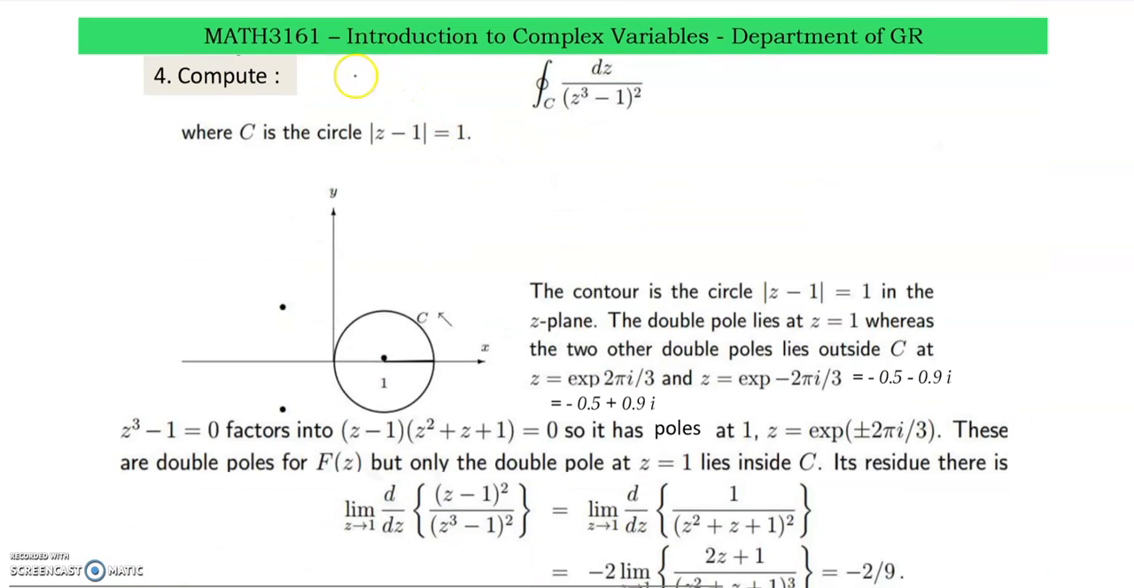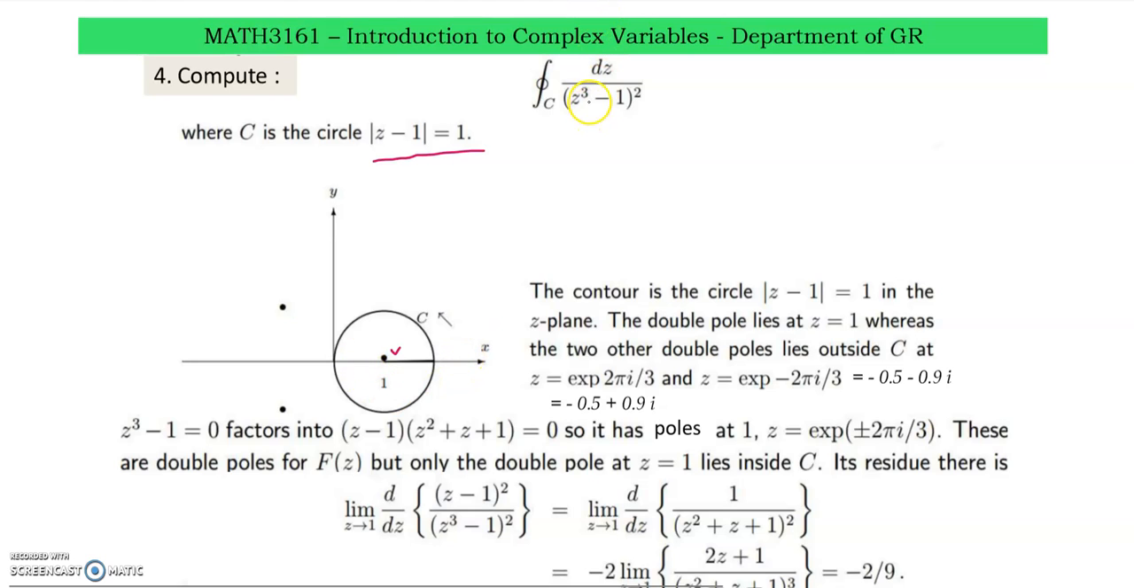Now what is this question? Again, find this integral value over this C. What is C? Modulus of z minus 1 is equal to 1, which means the center is (1, 0). That's the center, and the radius is 1 unit. From this point you make a 1 unit radius, then make a circle.